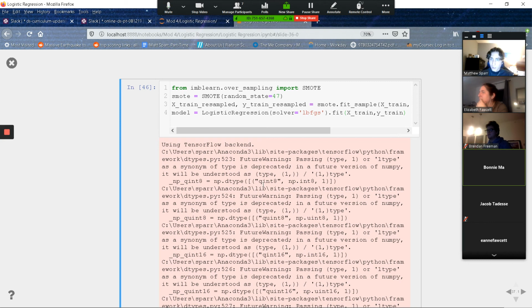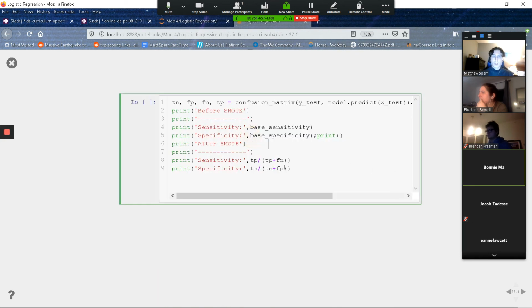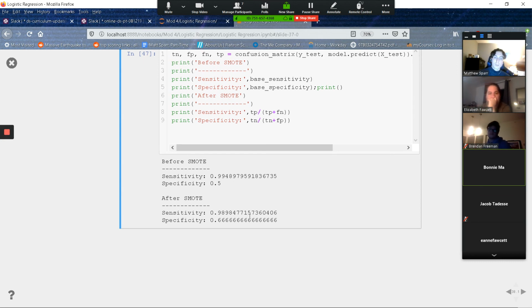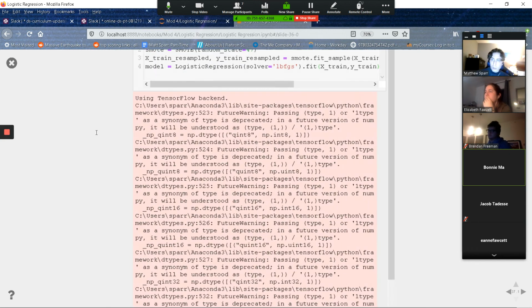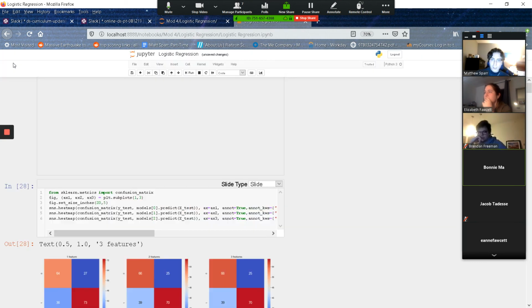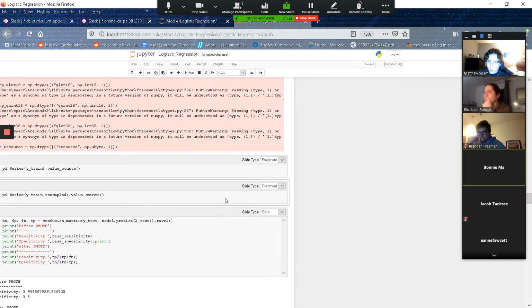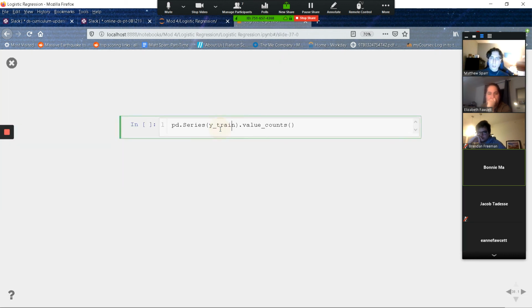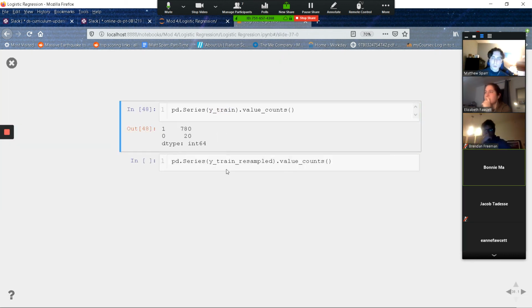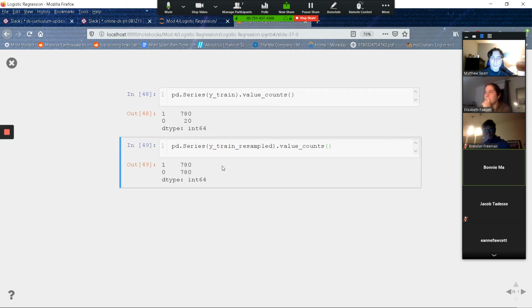Okay, we're done here. So we'll go on. There we go. Now we're going to compare our sensitivity and specificity before and after the resampling. Actually, I didn't show the one part that confirms what the resampling even does. So this was our value counts before the resampling, and then after, you can see it made it equal.